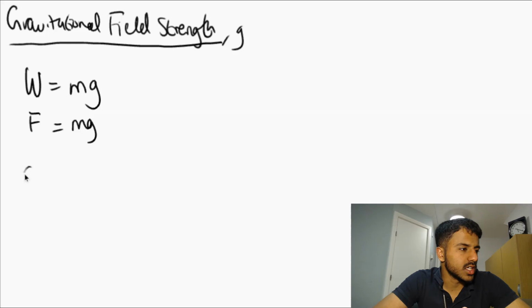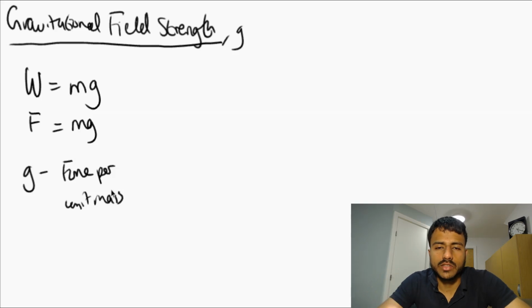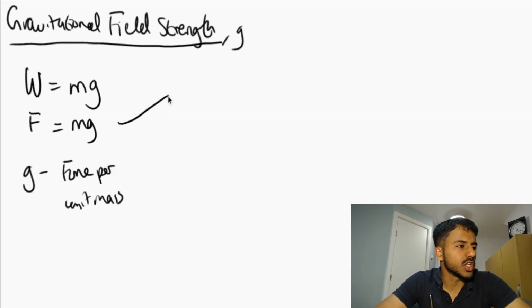We can say that g is a force per unit mass. And for distances that are relatively small compared to the large radius of the Earth, we are allowed to assume that g is a constant. But we can see here that g is equal to the force over the mass.